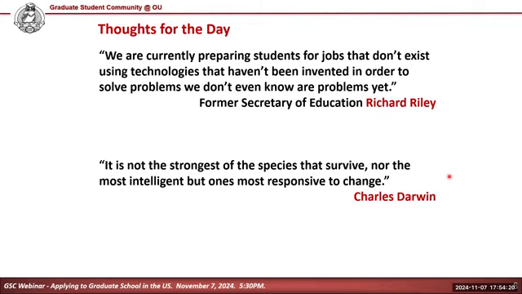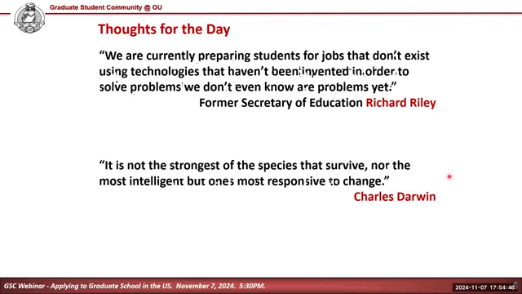And the one that keeps me going is attributed to Charles Darwin. It is not the strongest of the species that survive, nor the most intelligent, but the one most responsive to change. This is very insightful. All of you are strong. All of you are intelligent.